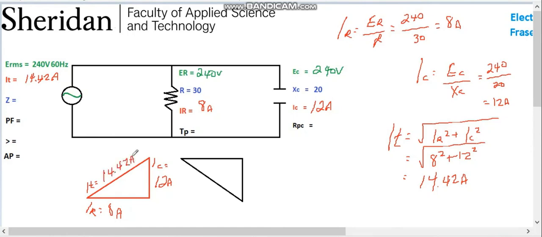Okay, now we can find some other values. Now we can find our impedance. We can do it a couple of different ways. We can go the easy way. We know our ET or ERMS over my IT. So we can do it this way: 240 divided by 14.42. And if we do that, we get 16.64 ohms.